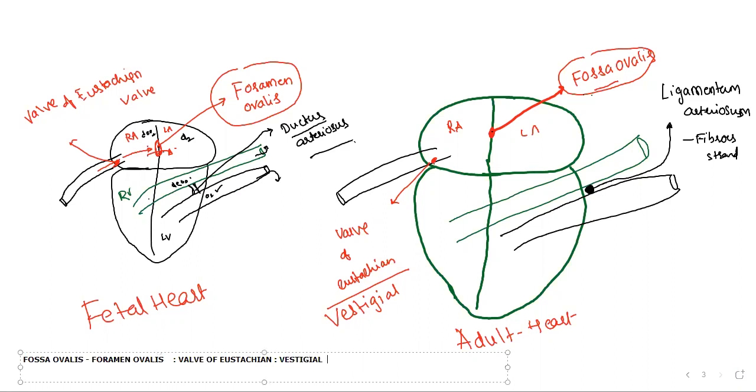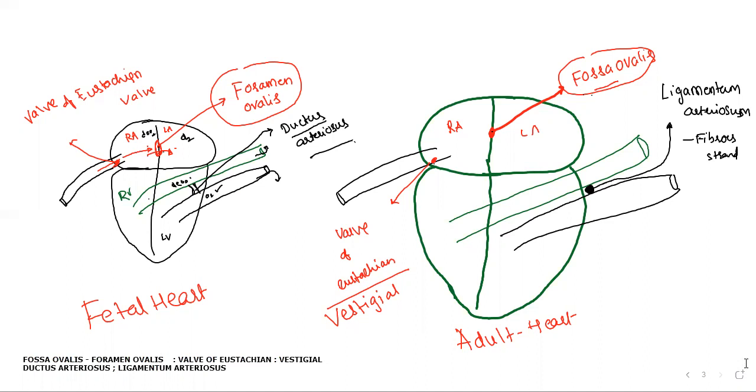And one more thing we learned: ductus arteriosus. Ductus arteriosus of the embryo turned into ligamentum arteriosum, vestigial. Valve of Eustachian became vestigial. Is it clear? This complete screen. Yes, sir. If it is clear, we'll move forward.